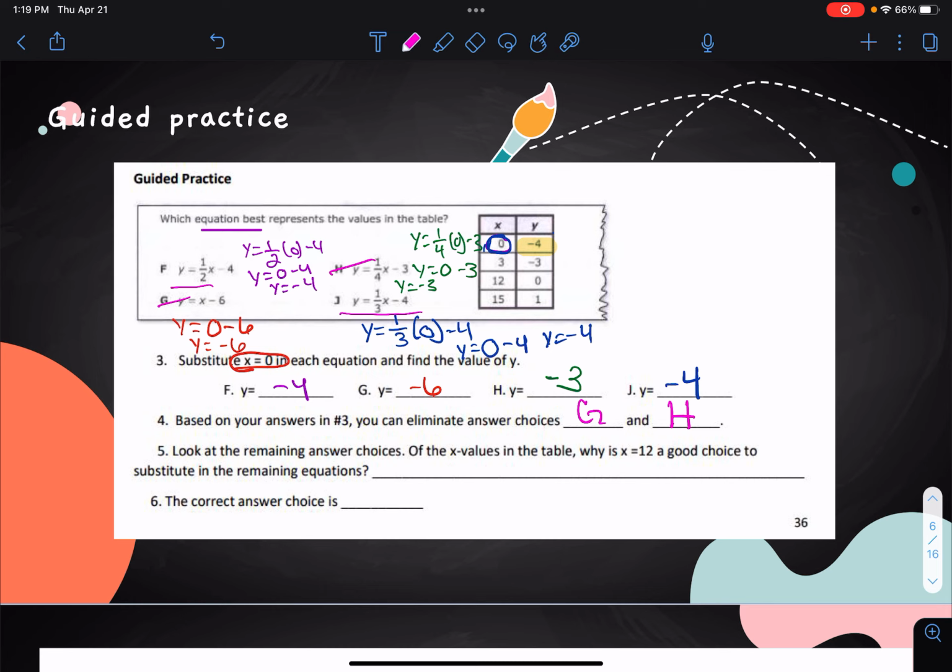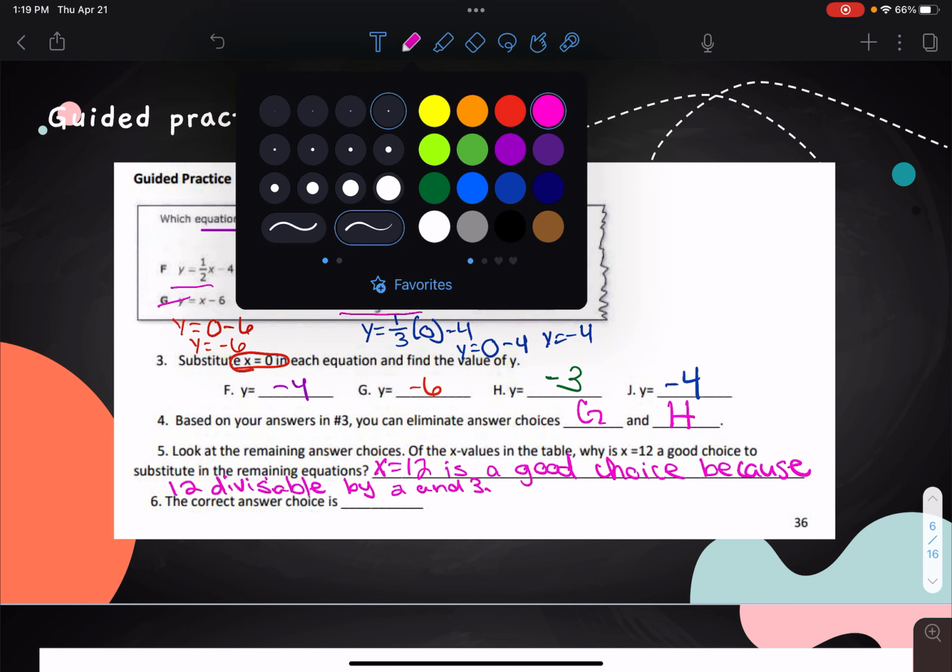So why is x equals 12 a good choice to substitute? X equals 12 is a good choice because 12 is divisible by 2 and 3.